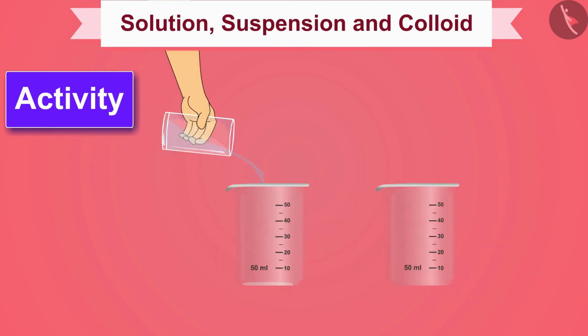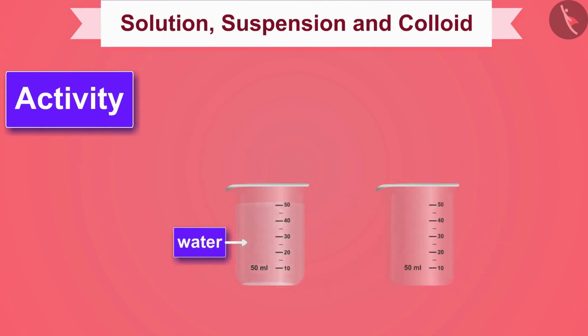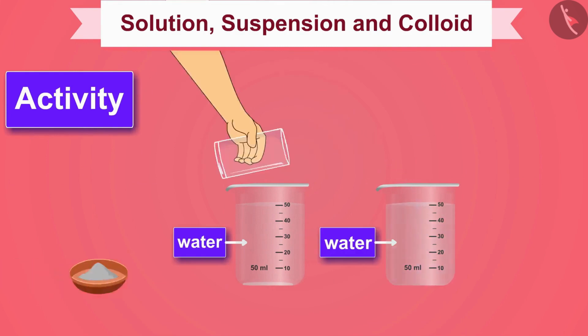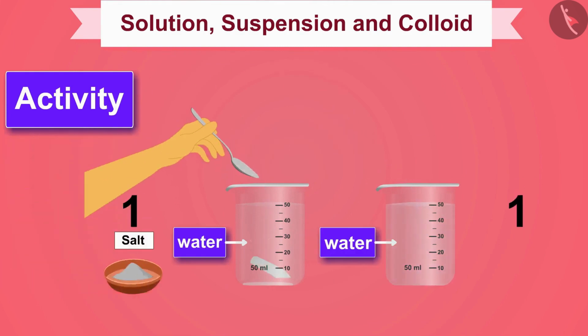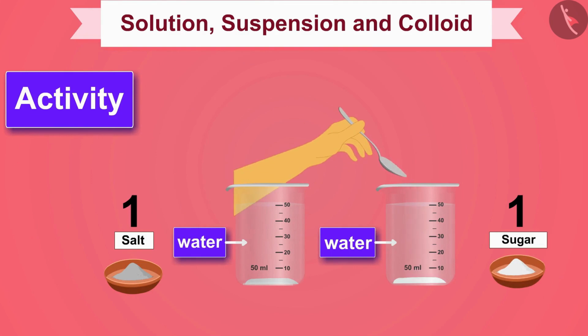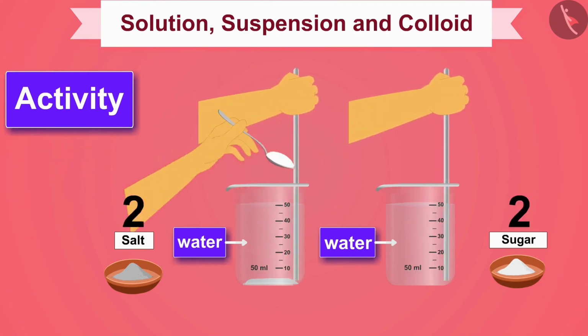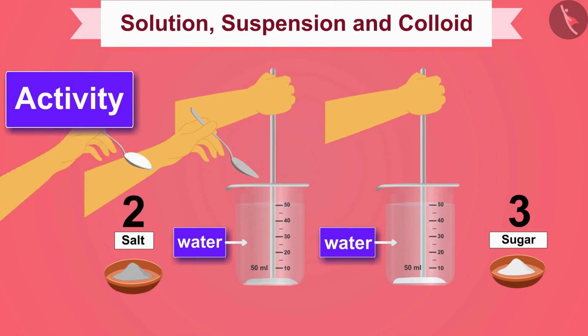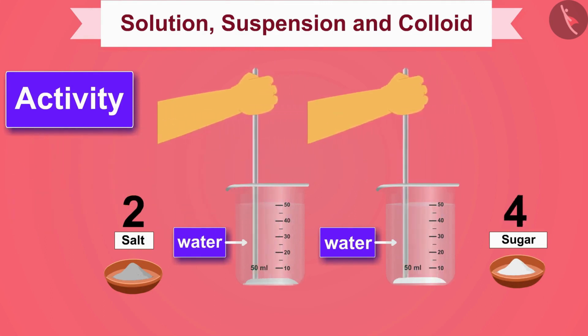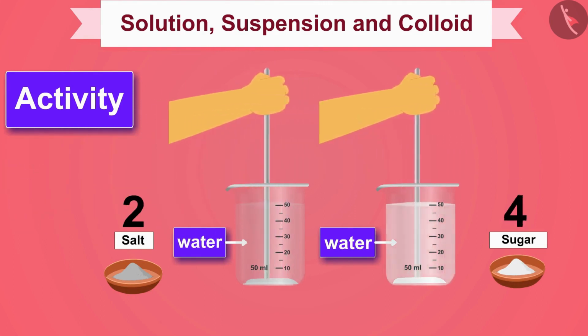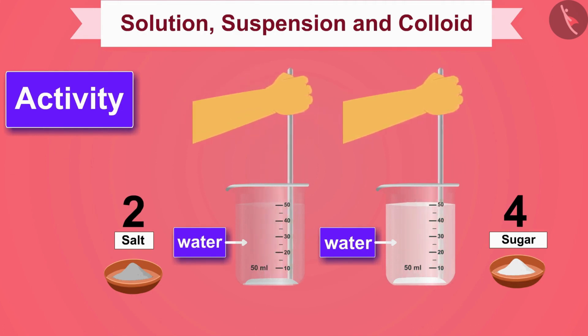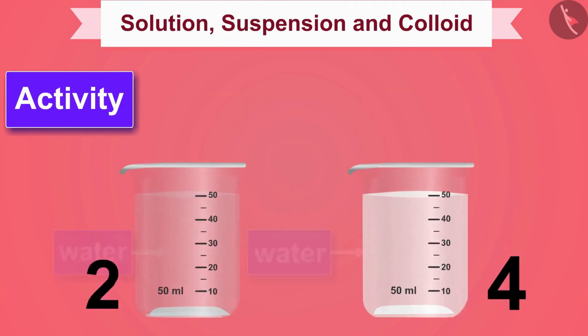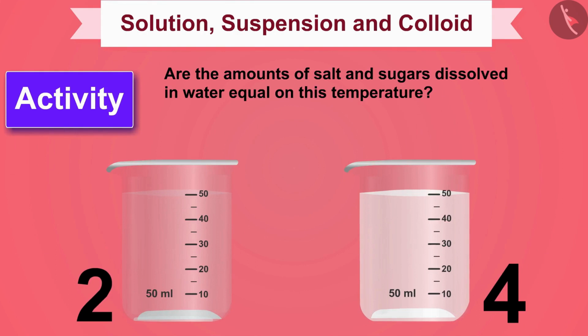Take 50 ml of water in 2 separate beakers. Mix salt in one beaker and sugar in another and mix them well. Keep dissolving the salt and sugar in both of these beakers until you cannot dissolve any more salt or sugar in the solution. Are the amounts of salt and sugar dissolved in water equal at this temperature?